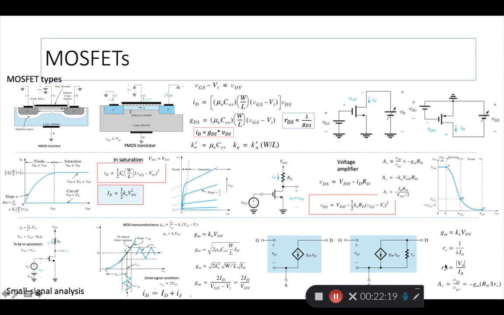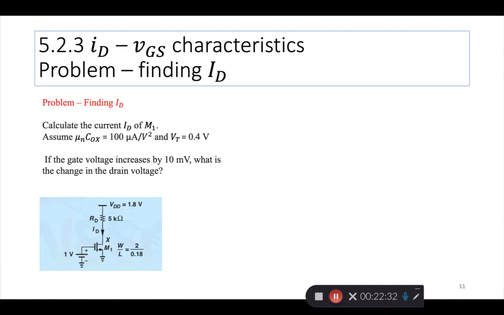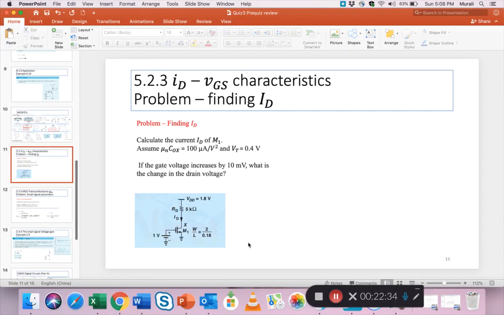And how do you find these ro and gm, and how is it connected to the voltage gain? Here are some formulas. Please become familiar with these, because these will be important for problem solving. Okay, we finally come to some problems that I wanted to go through. So here's the first problem.